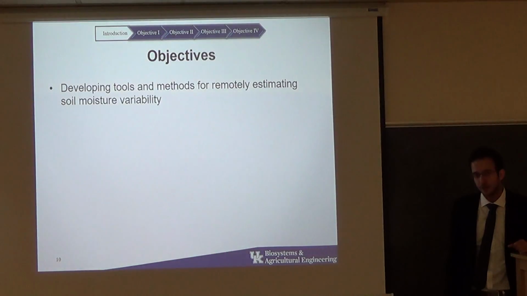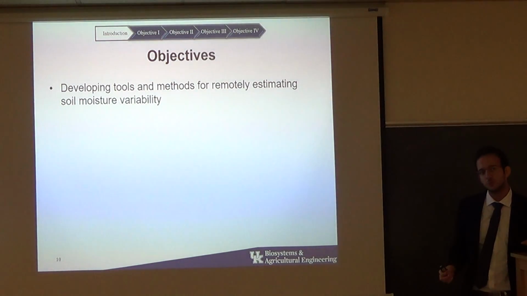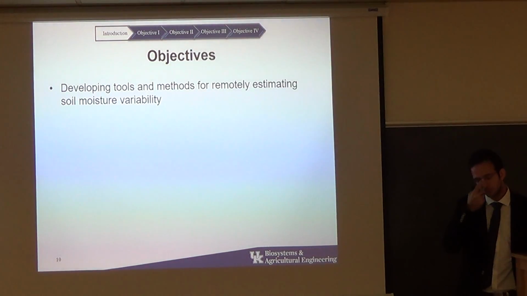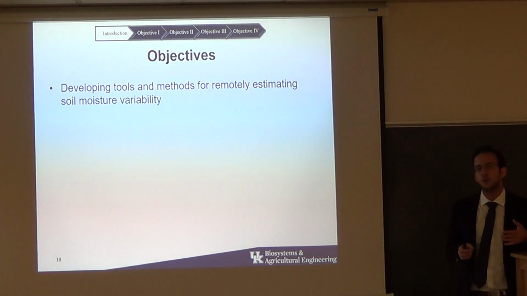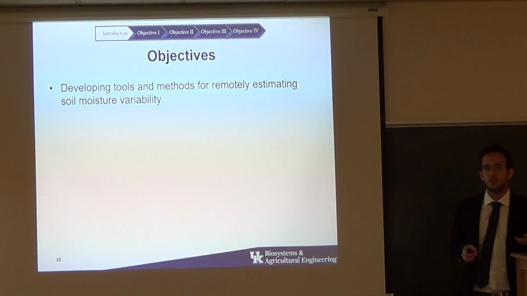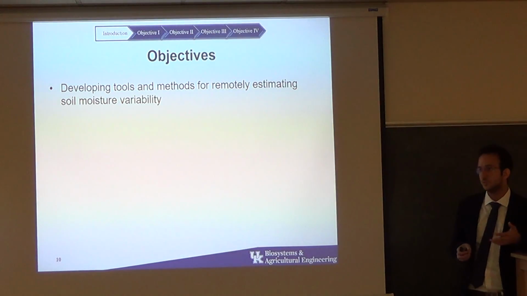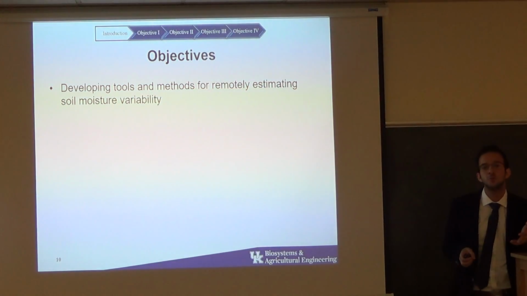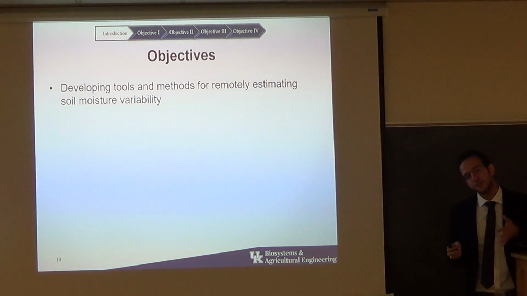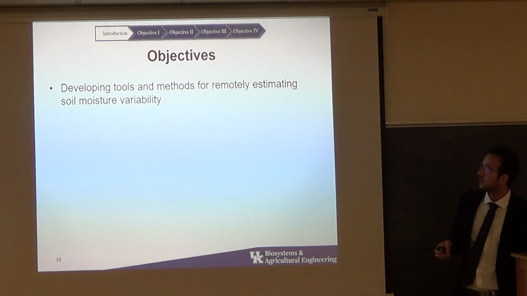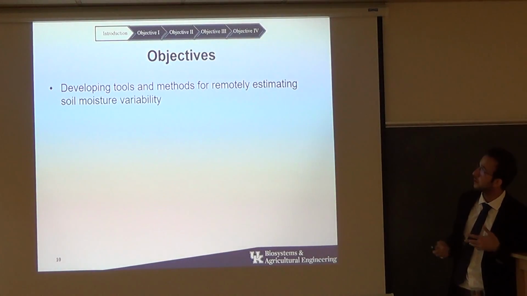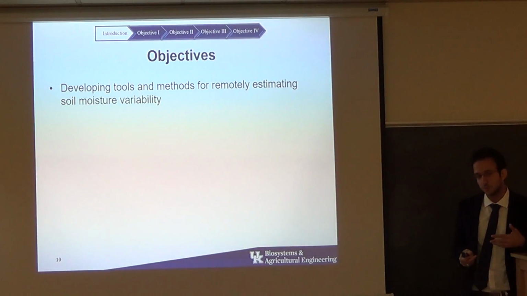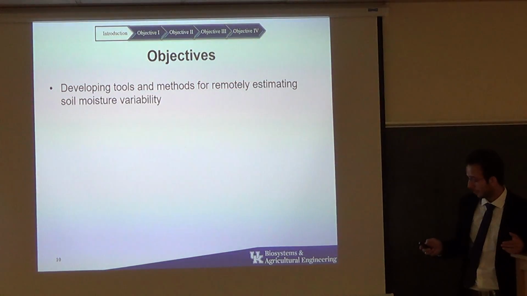So the ability to quantify the moisture variability will improve the early detection of the water stress before any physiological and economic damage has occurred, and it will contribute to identify the zones in which the water is depleted faster than the other zones. So the main objective would be to develop some tools and methods to remotely sense the moisture variability in the field.